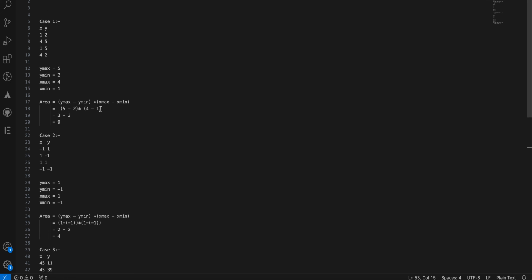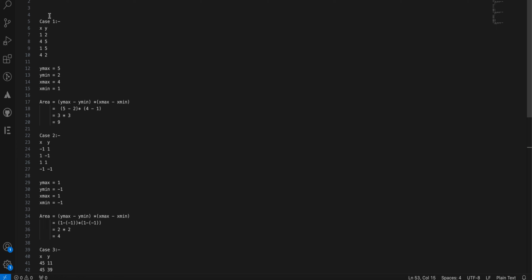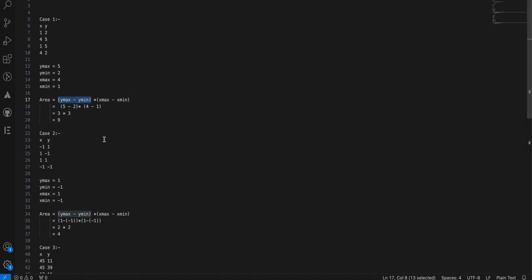So if you have observed one more thing, it is given that the object will be a square, right? In a square both the sides will be equal, so we don't have to calculate both the max and minimums of both x and y coordinates, right? If you calculated one side, you can just square the length of one side, right?